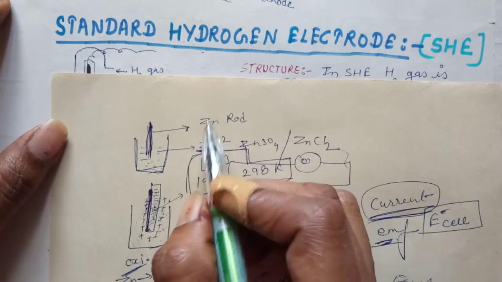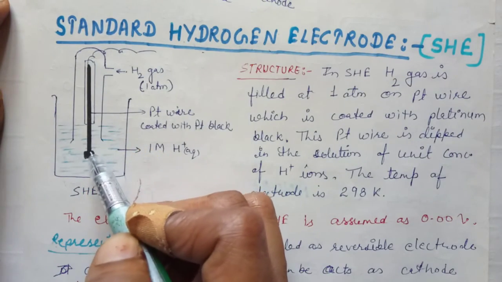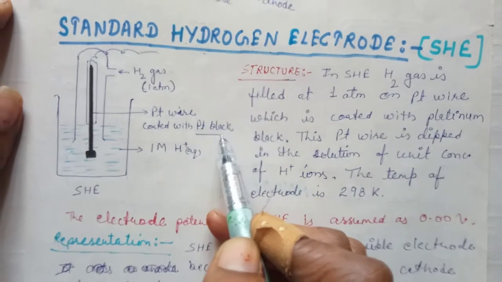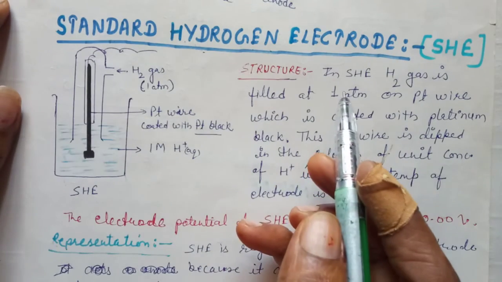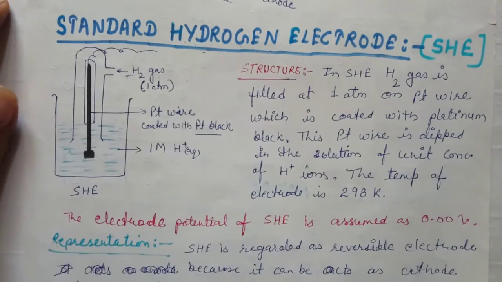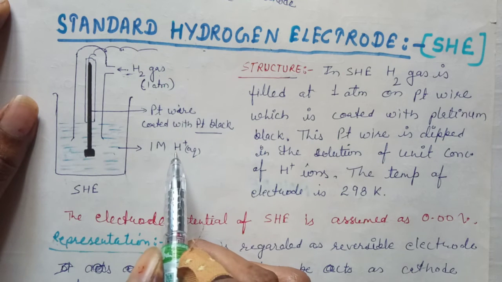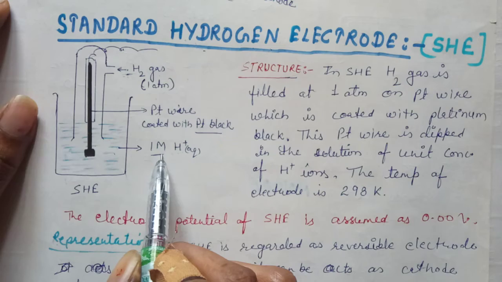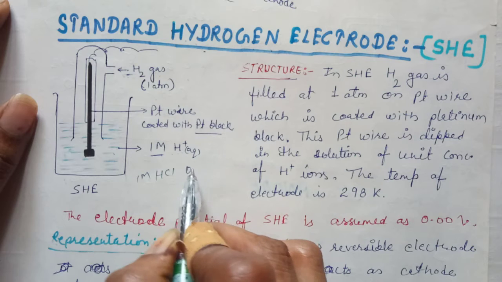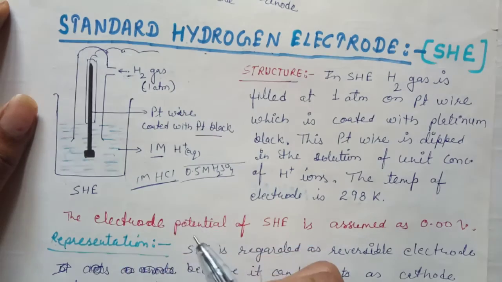It is possible. Typically in this electrode one platinum foil or platinum wire is taken. It is coated with platinum black to increase its surface area. Around this, hydrogen gas is filled at 1 atm, and this combination is dipped in the solution where H+ ions are present in unit concentration, meaning 1 molarity. It can be 1 M HCl or 0.5 M H2SO4. Generally we take 1 M HCl solution.